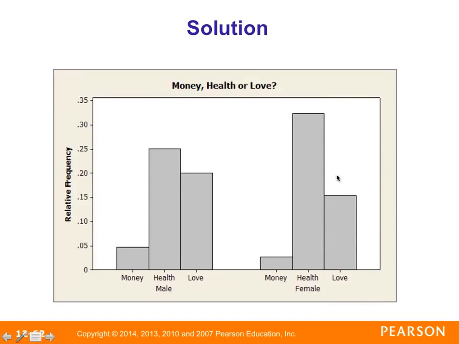And so if we put these bar charts right by one another, we can see where the differences might lie. It looks like the largest difference between the males and the females is in terms of who answers health. There are a lot more women who answer health than men.